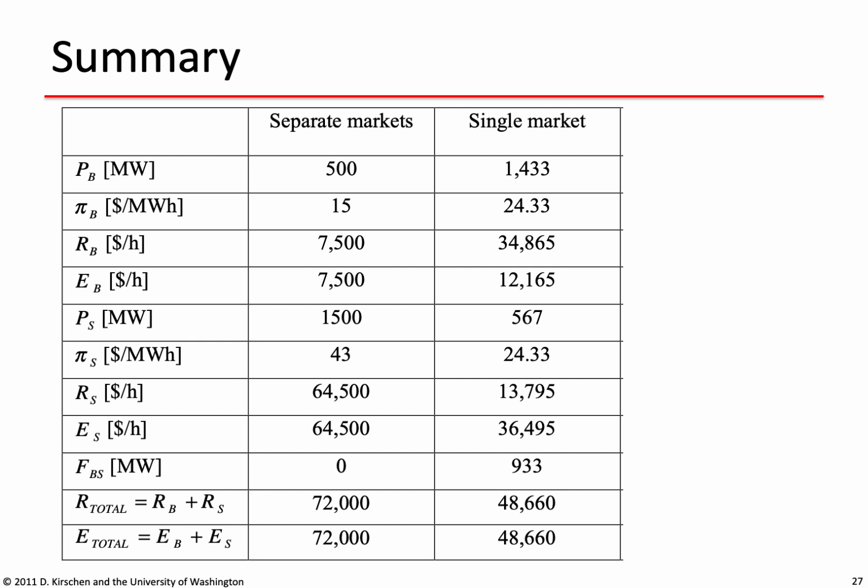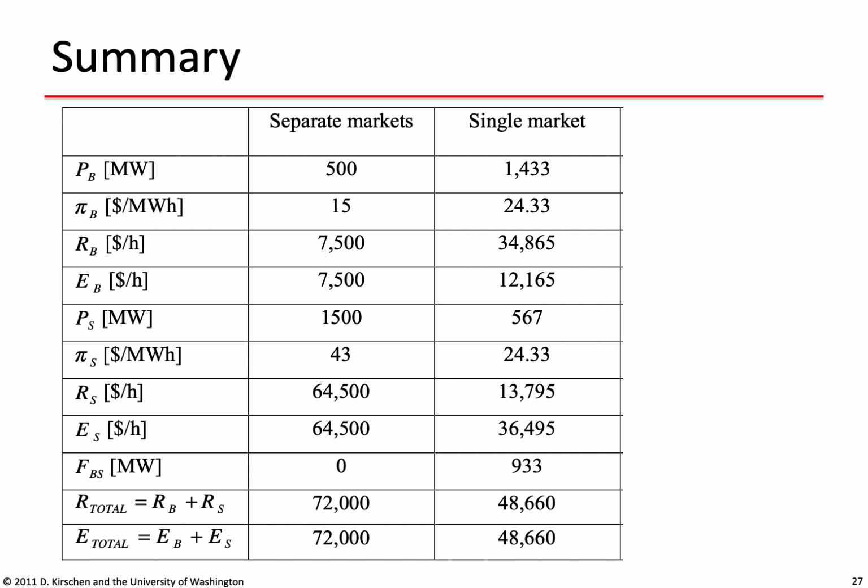The total revenue of the generators in Borduria and Syldavia in this case is $48,660 per hour, and that's equal to the total payments by the consumers in Borduria and Syldavia. So you can see that in this single market, the amount of money spent on electricity is much lower than it was in the case where we had separate markets, and that's because we have lowered the price by allowing the Bordurian generators to compete with the Syldavian generators.